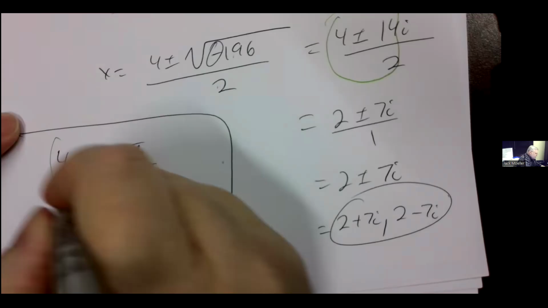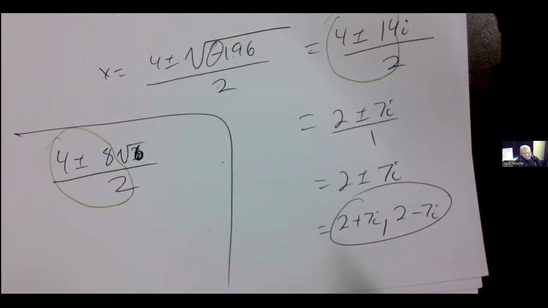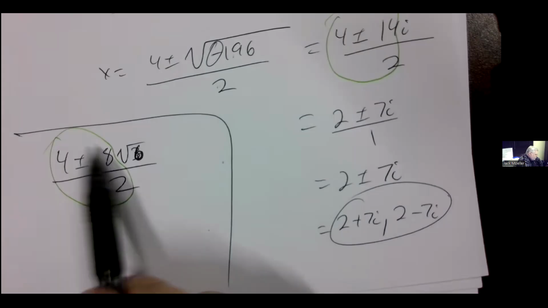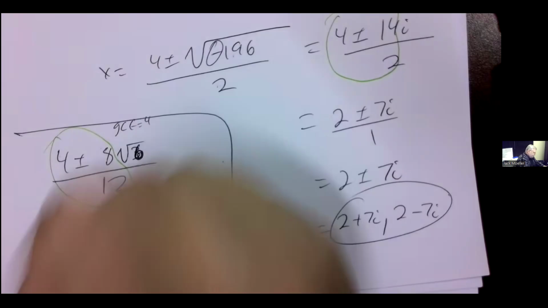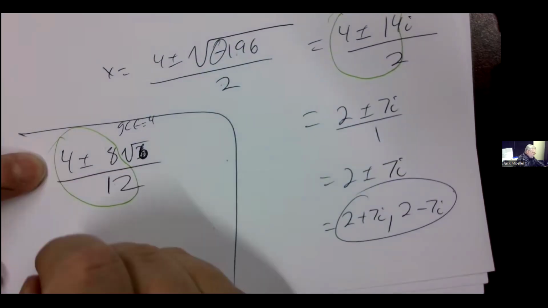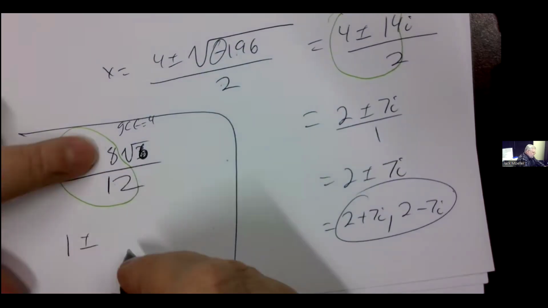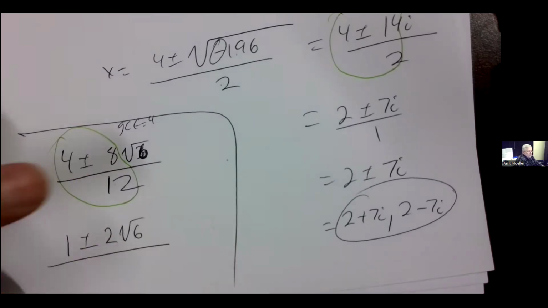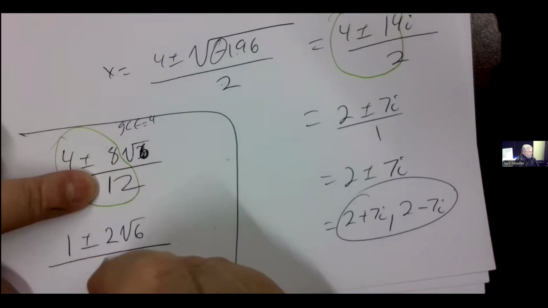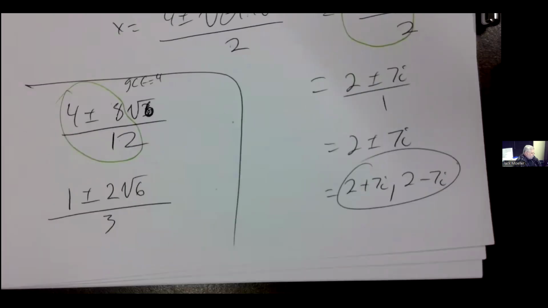I should make this even messier. Let's do that as a 12, right? And so what do they all have in common? Well, there's a GCF of 4 here. So divide all three of those by 4. So 4 divided by 4 is 1. 8 divided by 4 is 2. Then the square root of 6 tags along. And then 12 divided by 4 is 3. And then that's how you simplify it. And then you have to split it up, 1 with a plus and then 1 with a minus.